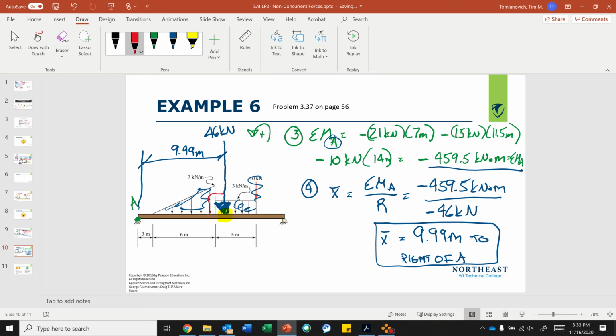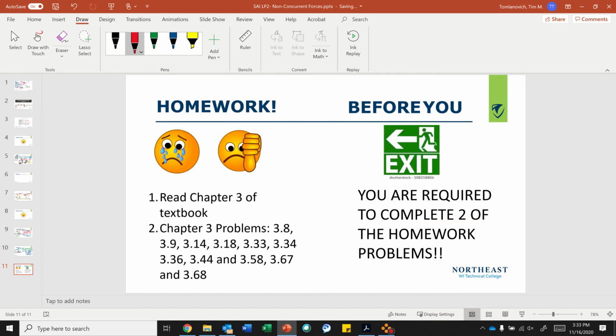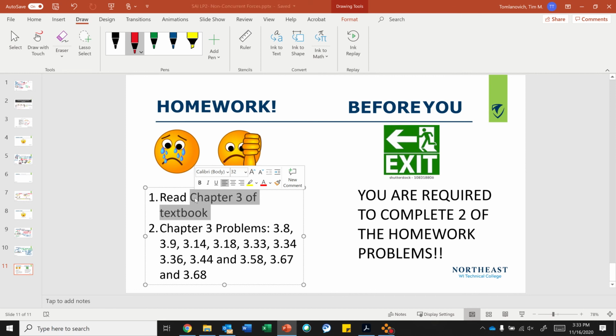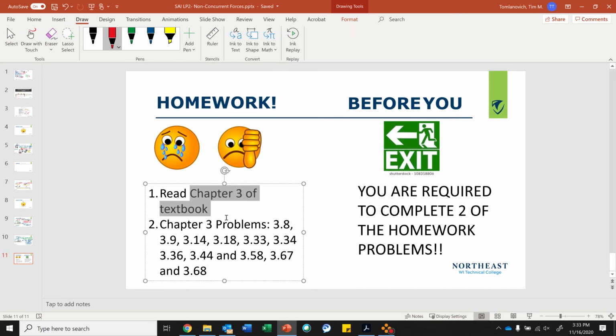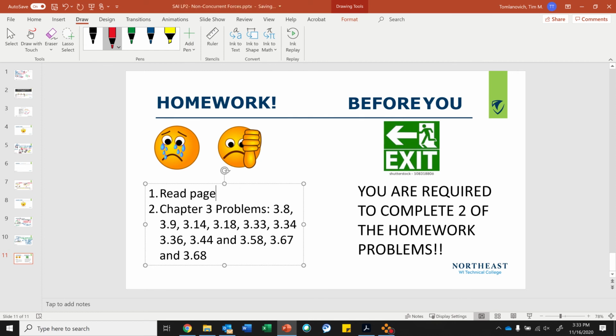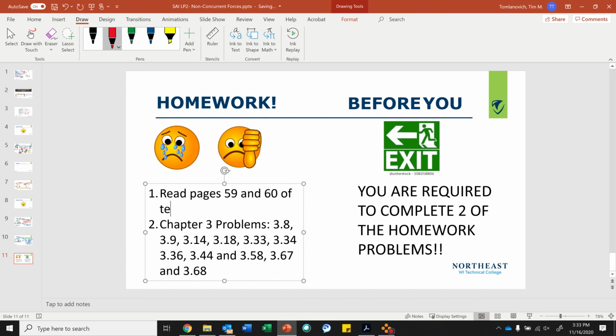All right. With that, I forgot to change this, so I'm just going to flip this over here. I have it all marked up here. You're going to read pages 59 and 60 of the textbook. And then you're going to do problems. Make sure you go over example 2.22 on page 60.